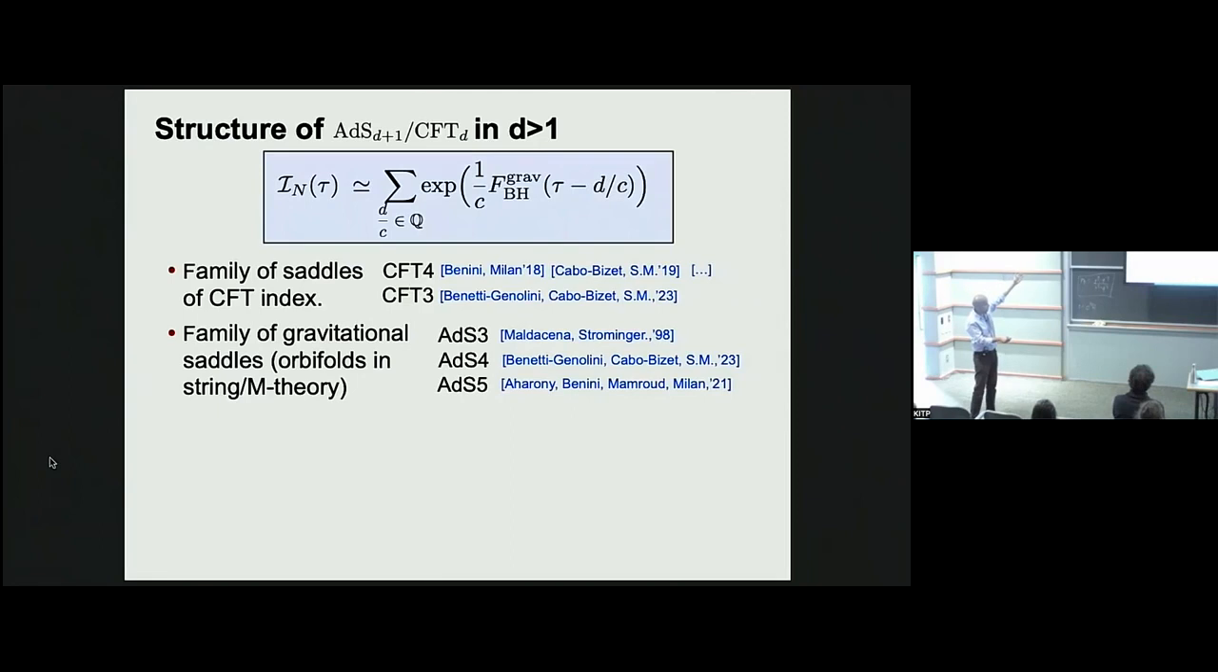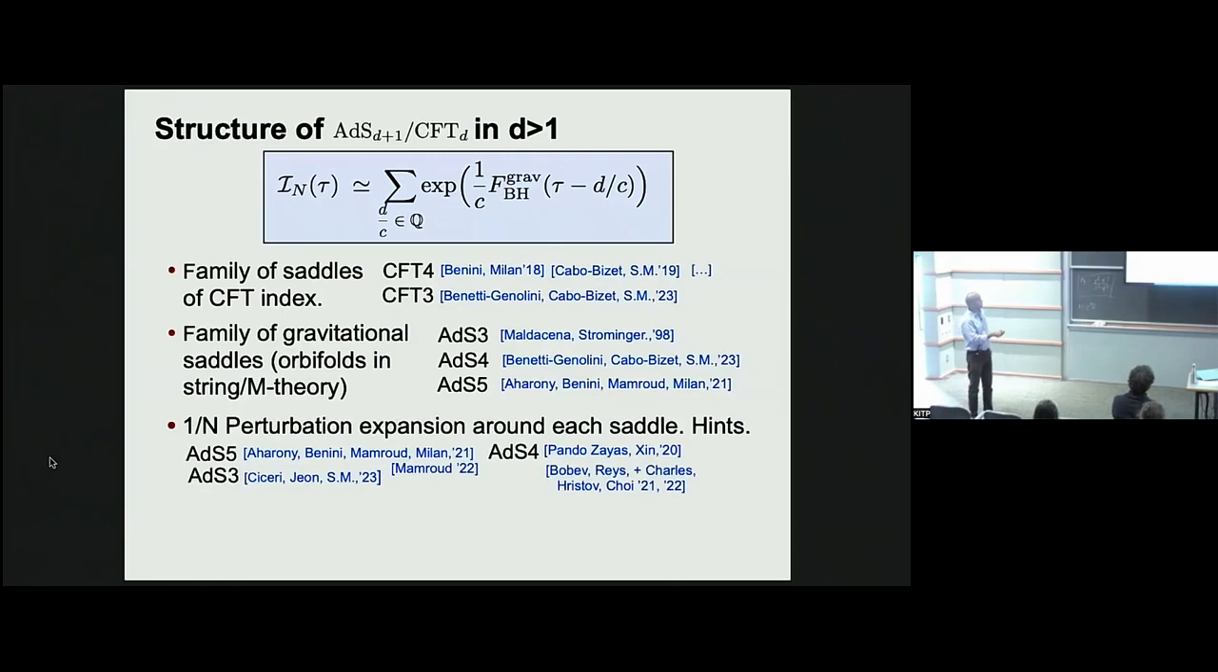This is a paper in AdS5 where they understood the structure as a sum over orbifolds in type 2B string theory. In AdS4, we recently understood how to understand these saddle points as orbifolds in M theory, 11-dimensional supergravity. AdS3 and CFT2 were already kind of known earlier.